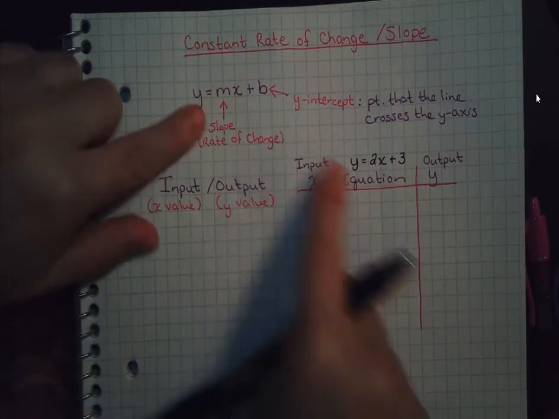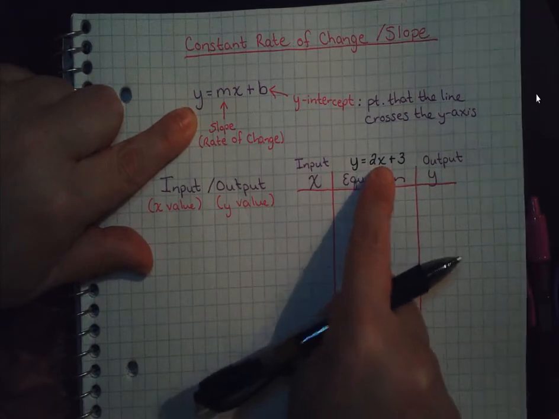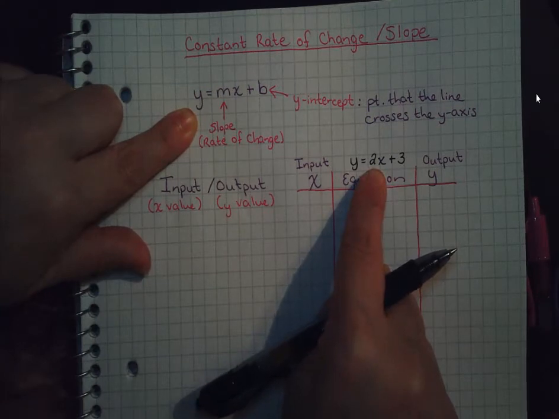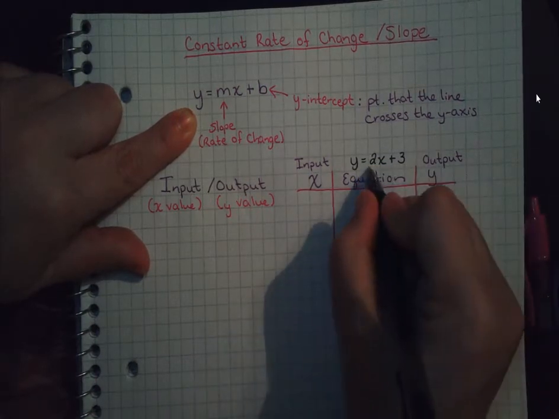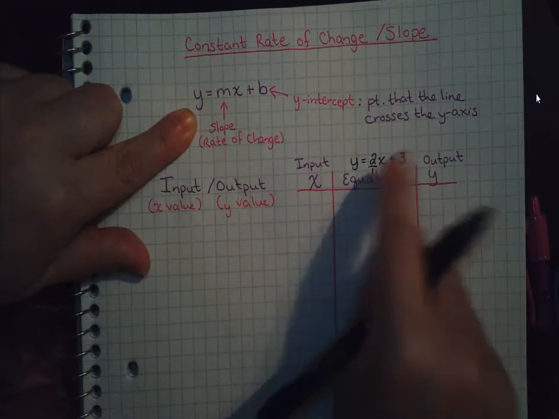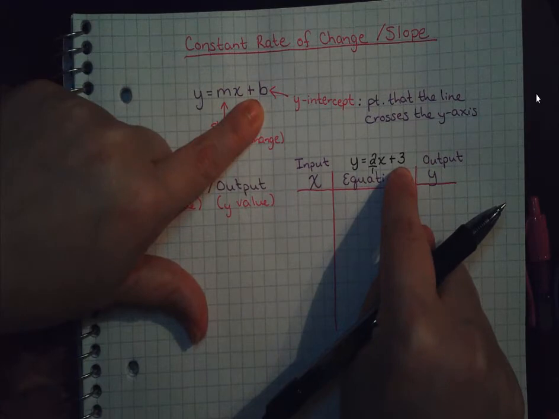Now, look at these two pieces. Y equals mx plus b. So whatever's in front of the x is your slope or your rate of change. So my slope is a positive 2. Now remember, when we have whole numbers, that's the same thing as 2 over 1. That's going to come in handy down the road. And then plus b, which is my y-intercept.